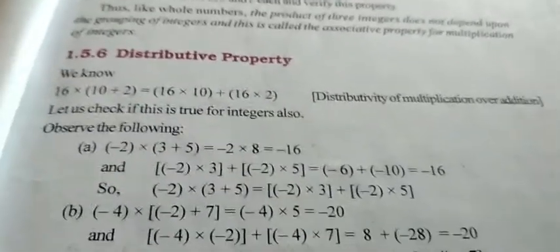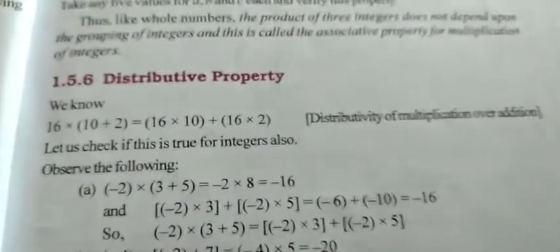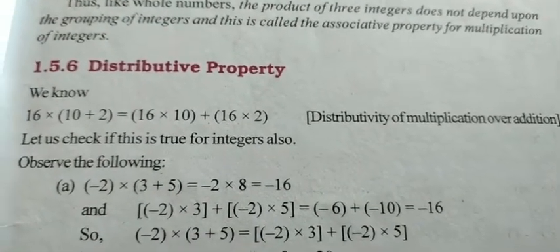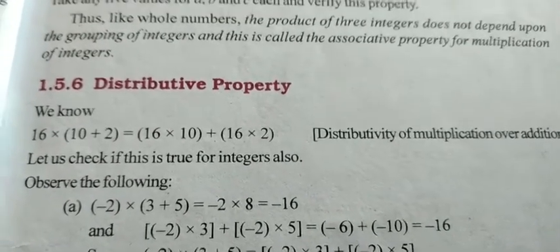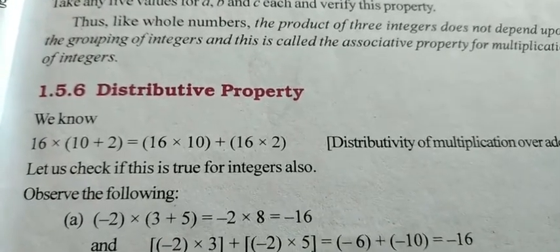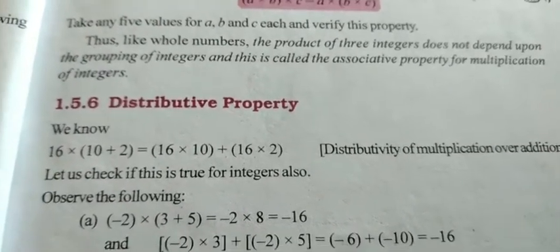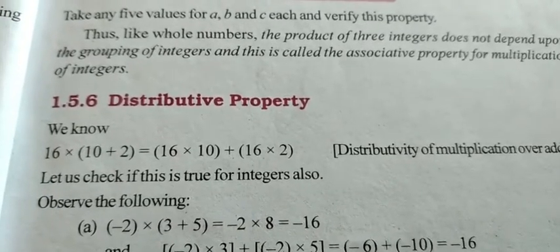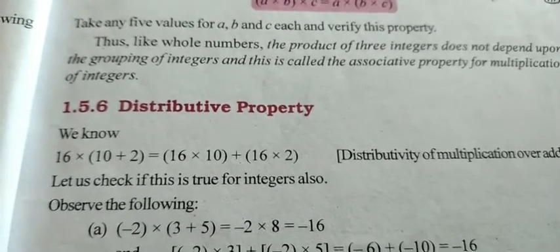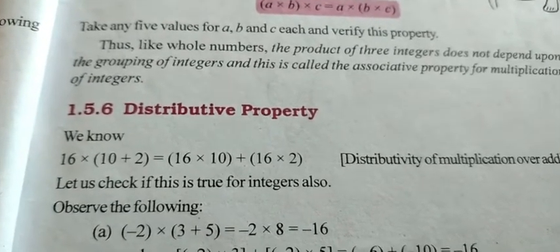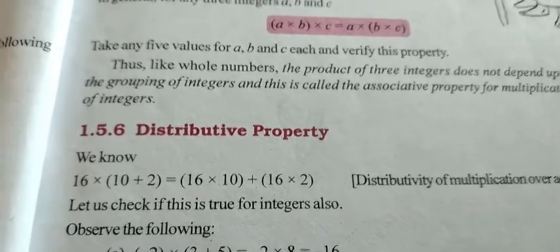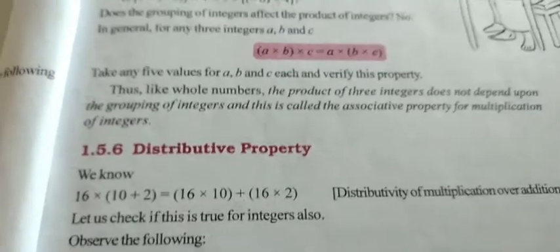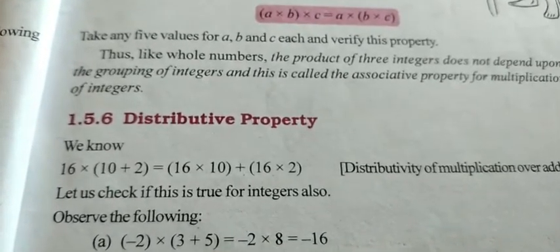Okay, now the last one which we are going to see in this part is the distributive property. The distributive property is different from the associative property, because at first glance you will find that brackets are there in both cases. On the left hand side of the equal sign you find that three integers are there, and the bracket is also there. Then what is the difference between associative and distributive?